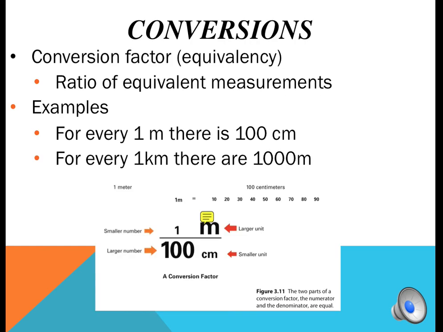Conversions mean that we need to change units. So we have a conversion factor or equivalency. So that's the ratio of the equivalent measurements. So an example is for 1 meter, there are 100 centimeters, and for 1 kilometer, there's 1,000 meters. So we can express that as a fraction, or we can use the ratio 1:100 for meters to centimeters. But we prefer the fractions.